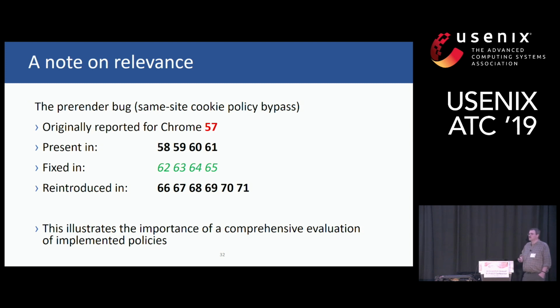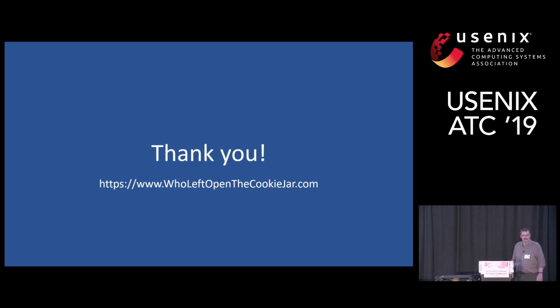It seems to be very difficult to stay consistent. There was the pre-render bug in the same-site cookie policy bypass I mentioned earlier on the slides. It's just one of the problems out of the many. It was reported for version 57 of Chrome. It took them 5 releases to get it out, and it reappeared as of version 66. Tells you a lot about the difficulty of dealing with these types of policies, despite their huge relevance and importance. Thank you. I'm happy to take questions if there's time left.